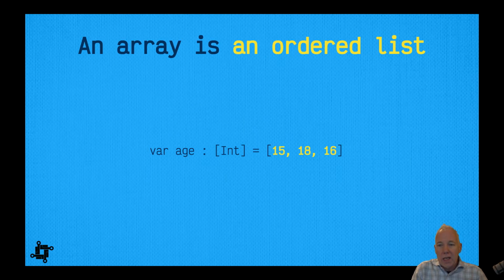So the array is an ordered list, and the key word here is ordered because it has an order to it, which we're going to talk about in just a second, and how you count in the array and how you access elements in the array.